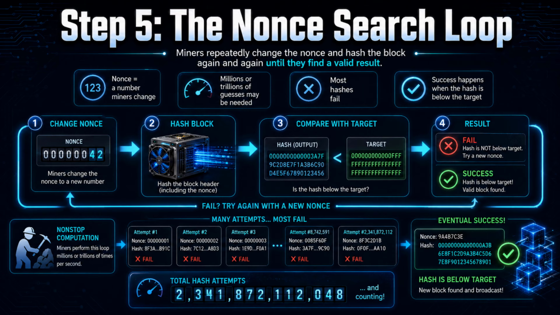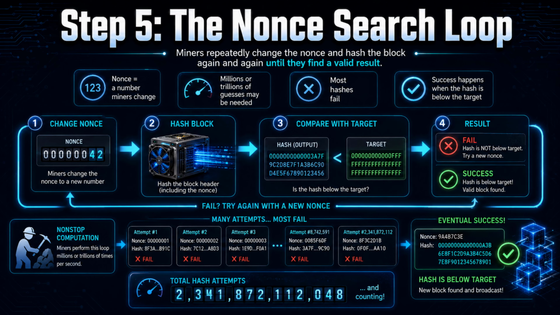Eventually, one miner somewhere on the network may produce a hash that is lower than the required target. That successful hash proves that a large amount of computational work was attempted. The winning miner can then stop the search for that block and immediately broadcast the completed block to the network for verification.